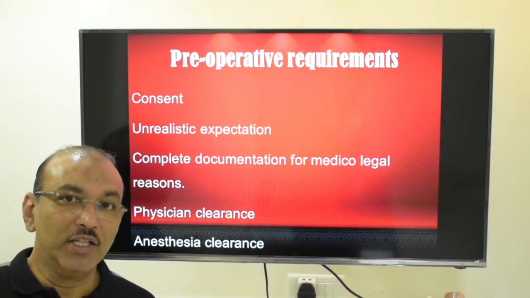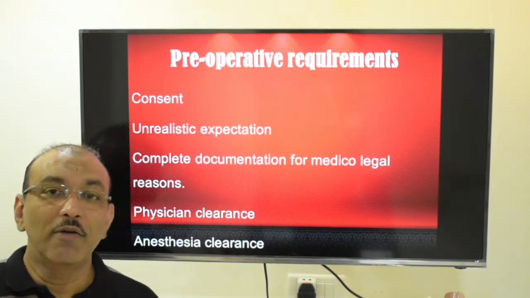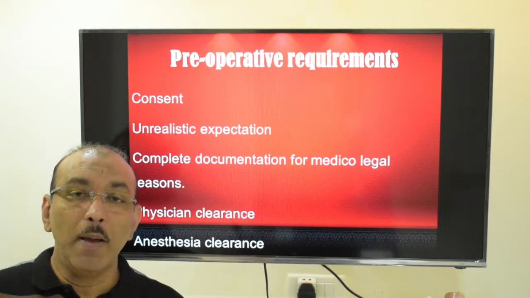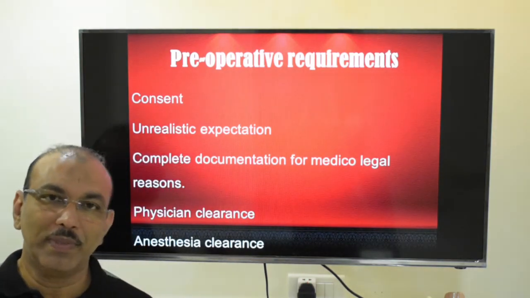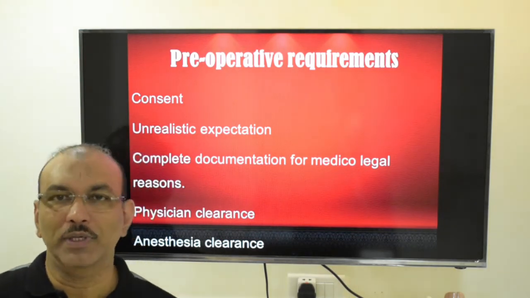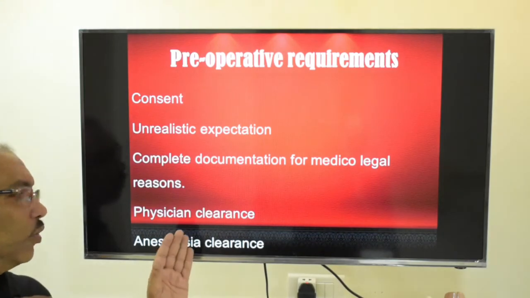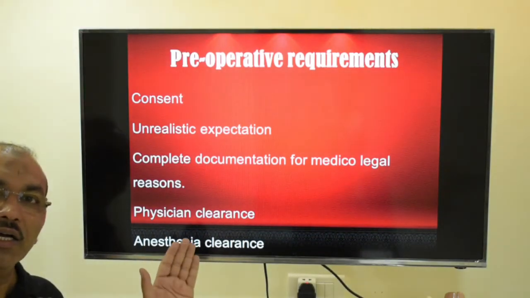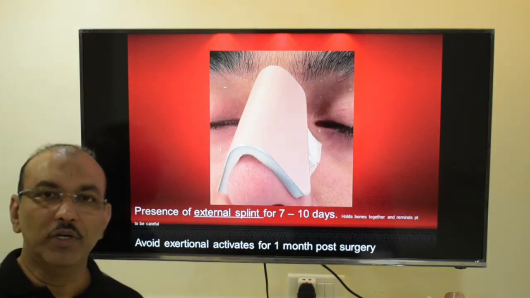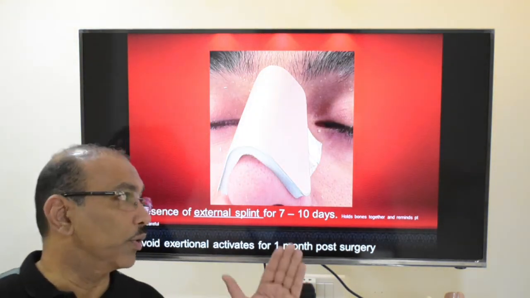Please do not forget, the doctors, we will not give you unrealistic expectations. We will not tell you that we'll make your nose perfectly straight. We can make it as near to normal as possible. That is what is expected from us. So once this is done, we take the patient to the OT. We need a fasting of at least 4 hours before the patient is taken to the OT.